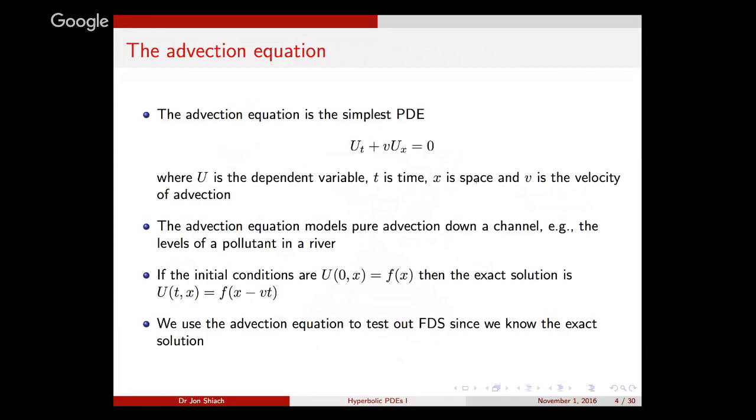So this model is what we call pure advection. It doesn't change what we're moving. If you have a shape, it'll move it down the domain, and the shape will be retained.